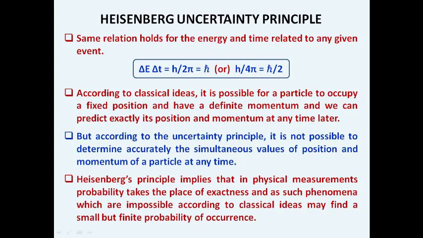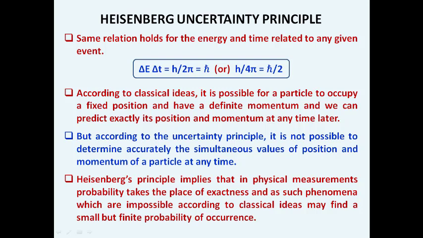According to classical ideas, it is possible for a particle to occupy a fixed position and have a definite momentum, and we can predict exactly its position and momentum at any later time. But according to the uncertainty principle, it is not at all possible to determine accurately the simultaneous values of position and momentum of a particle at any time.